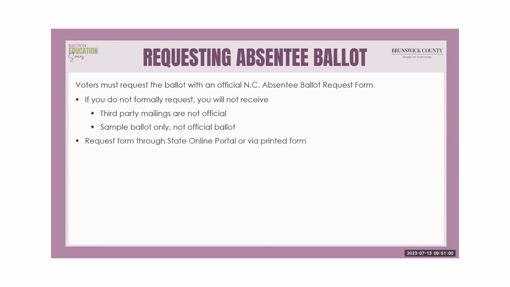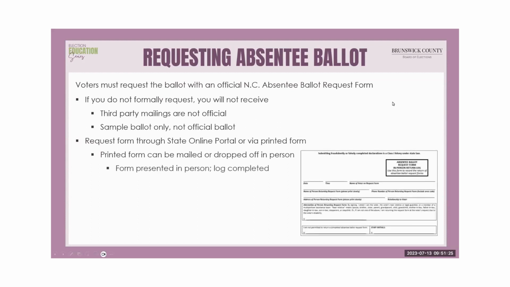Now, there are two methods to access the official state request form. Voters can use the state online portal or use an official paper form, which can be downloaded and printed from online or picked up at your local County Board of Elections office. Voters who use a printed form can either mail the form or it can be delivered in person to our office. If the form is brought to our office, the person delivering the form will need to complete a return log required by the state. Voters can request an absentee ballot up to 1 week prior to the election.